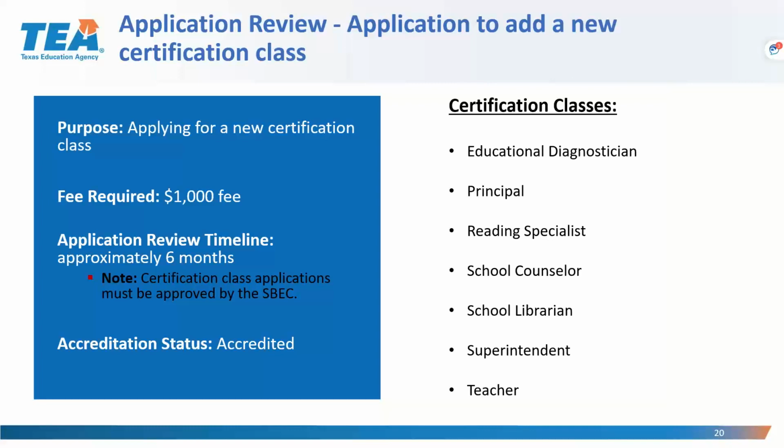There is a $1,000 fee for this application. Remember, the fee remittance form is required to be submitted with the application fee. Please note that certification class applications must be approved by the SBEC. The timeline for the application review is approximately 6 months due to the SBEC approval requirement. Also, programs are required to have an accredited status to apply to add a new certification class.